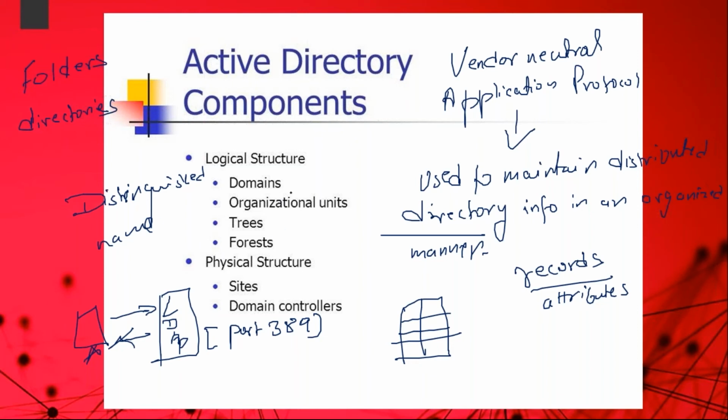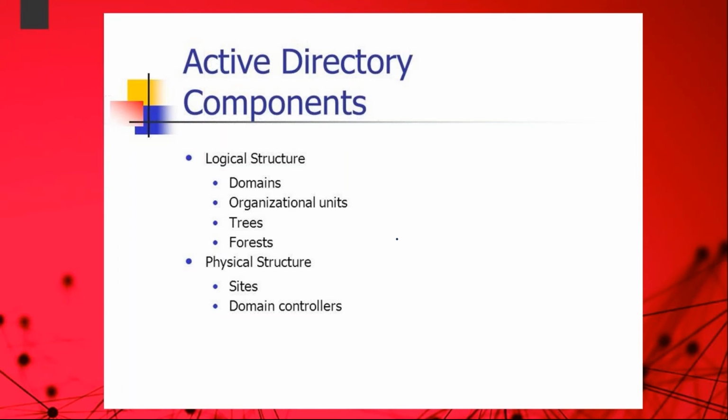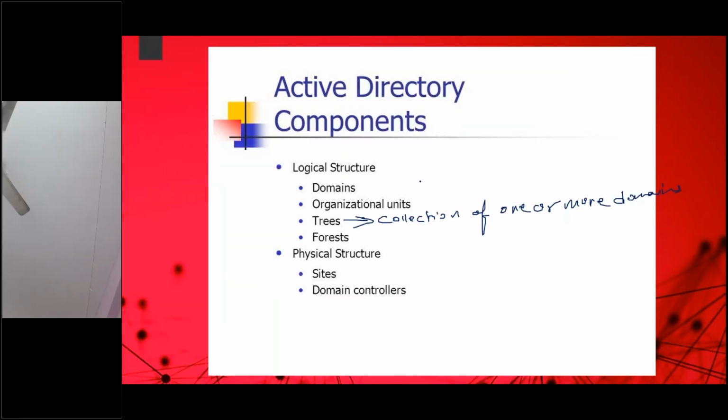So that's a bit about domains, domain controllers, LDAP, and then we have organizational units. We have discussed organizational units as well. Organizational units are there for organizing the groups, users, and devices, and every domain can have its own organizational unit. Can we say a tree is a collection of one or more domains? A domain tree is a collection of one or more domains that share a common namespace.